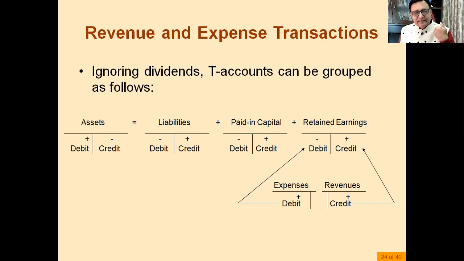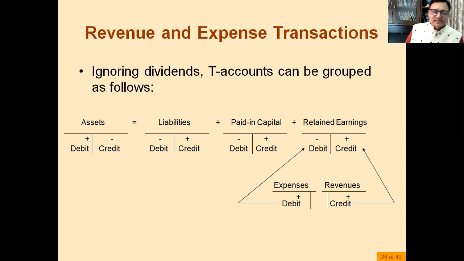Similarly, if there is an increase in the liabilities, the credit will increase, and if there is a decrease in the liability, debit will increase. So similarly, in case of paid up capital, if there is an increase in capital, credit side will increase, and if there is a decrease in capital, debit side will decrease. So similarly, retained earnings, which are the profits, if there is an increase in the profit, the credit side will increase, and if there is a decrease in the profit, the debit side will increase.